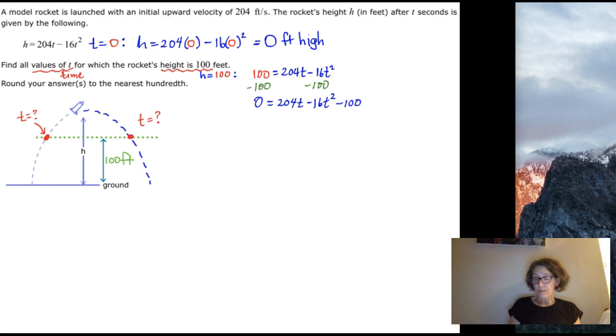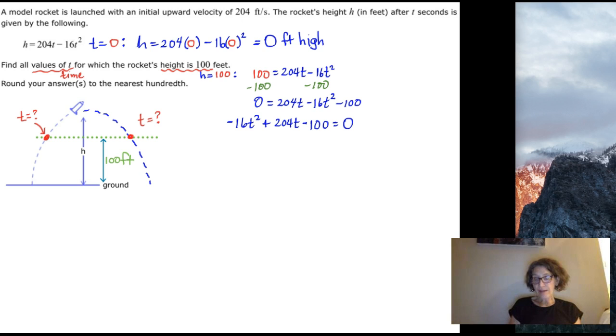Good. But now we need to put it in standard form. We need to make sure that the degrees are in descending order. So I'm going to rewrite it as negative 16t squared plus 204t minus 100 equals 0.